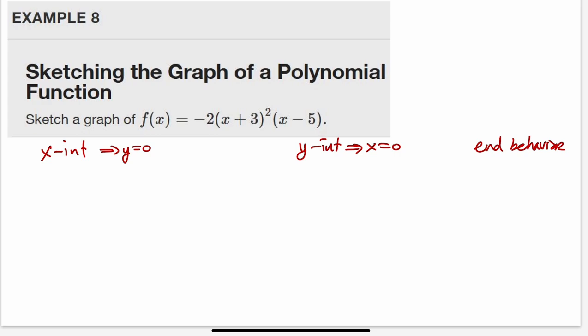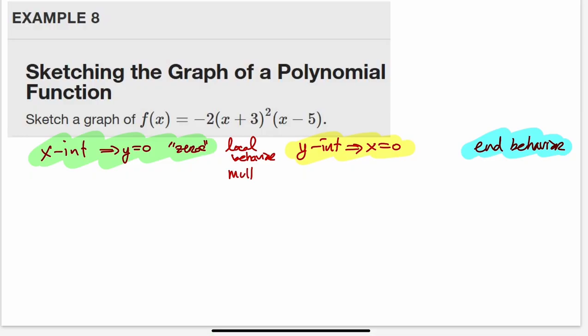Notice that the x-intercepts are the same as the zeros, right? So when I think about those zeros, I'm also going to think about the local behavior. The local behavior near zeros is just the multiplicity. If I were to multiply this out, I would get x squared plus, well, let's not do that. Okay, so first, let's do the x-intercepts.